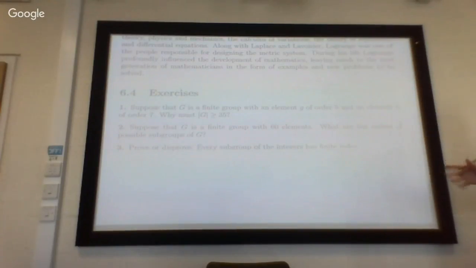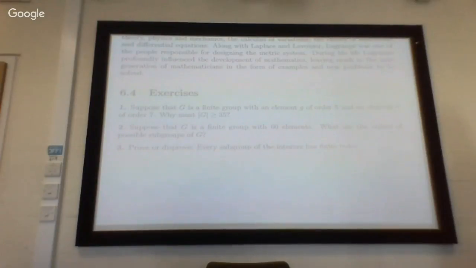All the way from 1, 2, 3, 4, 5, 6, not 7, not 8, not 9, 10, so all the way up to 60. Those are the possible orders. Of course, we're not guaranteed that it has such subgroups. But are there any subgroups we know are guaranteed? 1 and 60. The identity and the group itself. And 2, because we experienced that today.